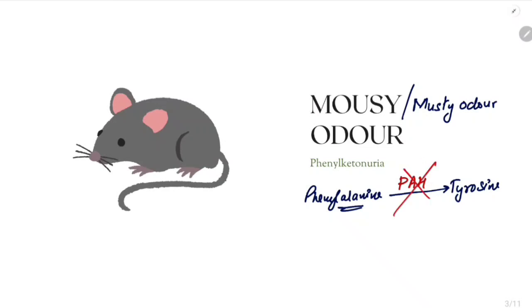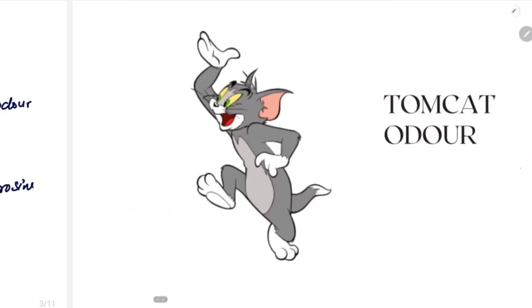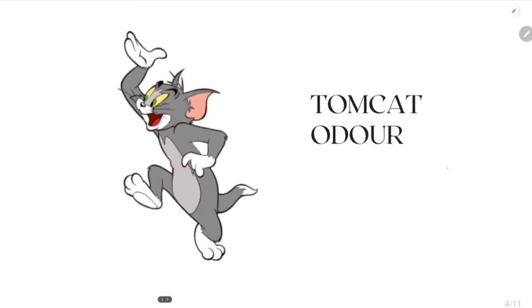If phenylalanine hydroxylase is defective, the phenylalanine will be converted into phenyl pyruvate and phenyl lactate. The phenyl lactate is responsible for the mousy odor in phenylketonuria. Next odor is tomcat odor. Tomcat means a male cat. Male cat urine has a specific odor.